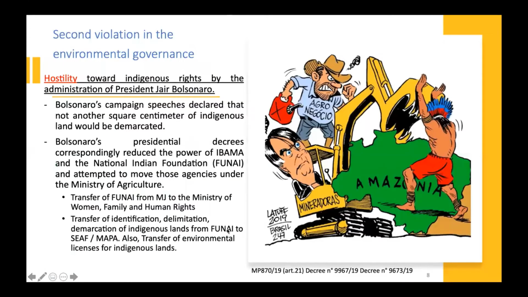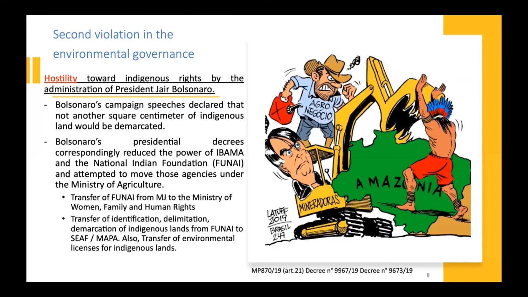So the second violation is about the hostility that this current government has shown toward indigenous people and indigenous rights. Before this current term, Bolsonaro gave a lot of speeches declaring hostility toward indigenous people, and declared that not another square centimeter of indigenous land would be demarcated.